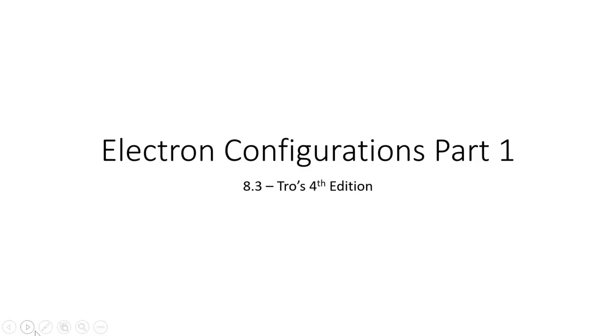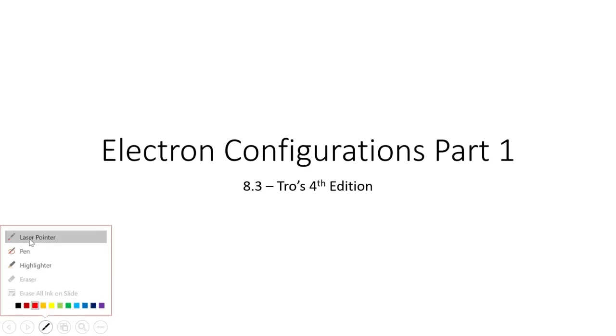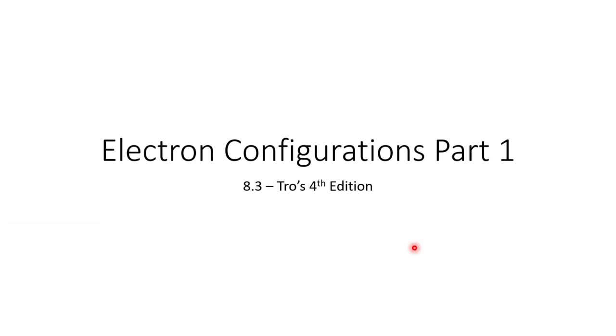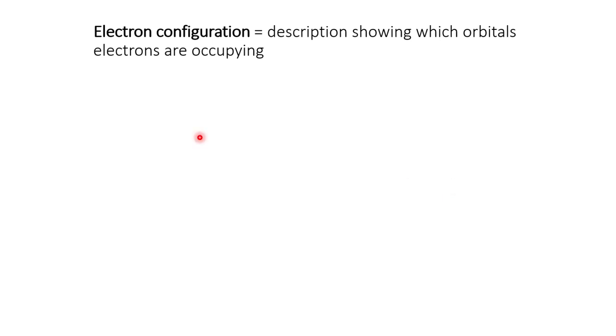In this presentation, I'm going to talk about the first half of 8.3. We're going to talk about electron configurations and learn why electrons are located where they are in an atom. So what we mean by electron configuration is it's just a description showing which orbitals an electron is occupying.